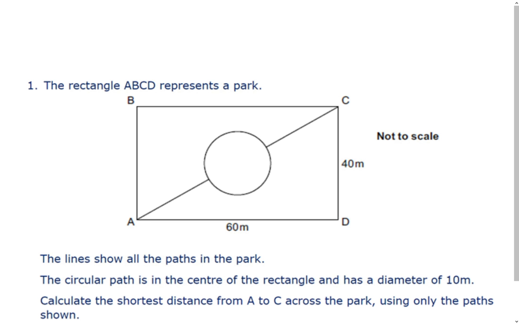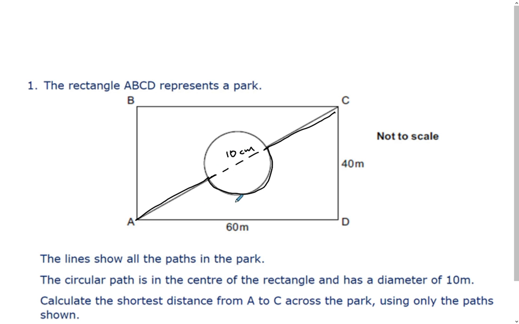The circular path is the center of the rectangle, and has a diameter of 10. Okay, so that bit there is 10 centimeters. Calculate the shortest distance from A to C across the park using only the paths given. Okay, so the path I can see that's shorter than 60 plus 40 would be that bit there, and then we'll go all around it, and then we'll go there. Okay?